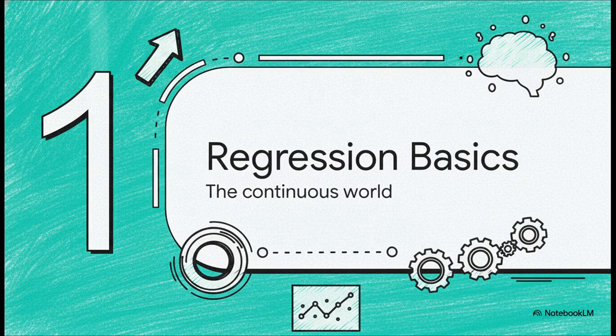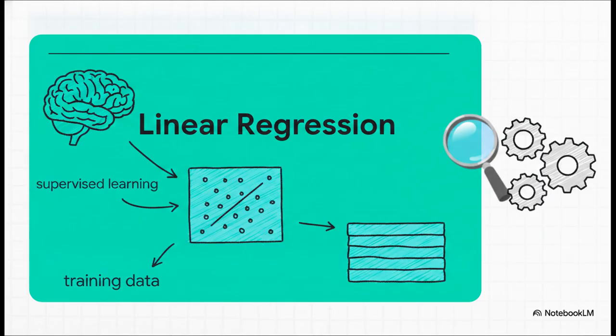Section 1, Basics of Linear Regression. Welcome to the continuous world. So at its absolute core, linear regression is a supervised learning technique. Now, supervised just means it learns the relationship between input variables and a labeled output variable by studying training data. Its entire job is to predict a dependent or target variable based on one or more independent variables. It's incredibly popular because it's straightforward, it's super interpretable, and honestly, it forms the bedrock for understanding vastly more complex machine learning models down the line.